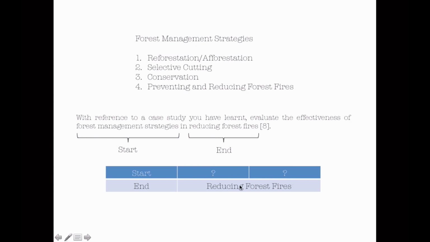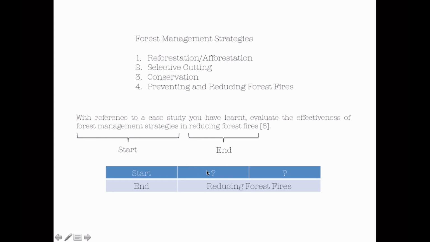Why do people burn the forest? People burn forest because they want the land. Now if you use selective cutting, the intention is not to get the land, the intention is to get the timber. So this starting point has no relationship to this ending point. So you cannot use this.